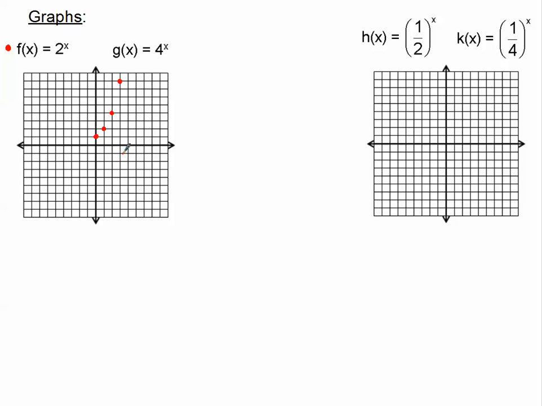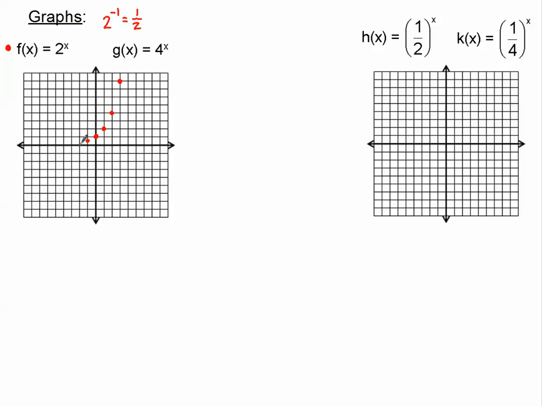Now let's plug in 2 to the negative 1 power. If I plug in 2 to the negative 1 power, that's 1 over 2 to the positive 1 power. Negative exponents basically mean to take the reciprocal of my base. So when I go to the left 1 unit, I get to go up only 1/2.